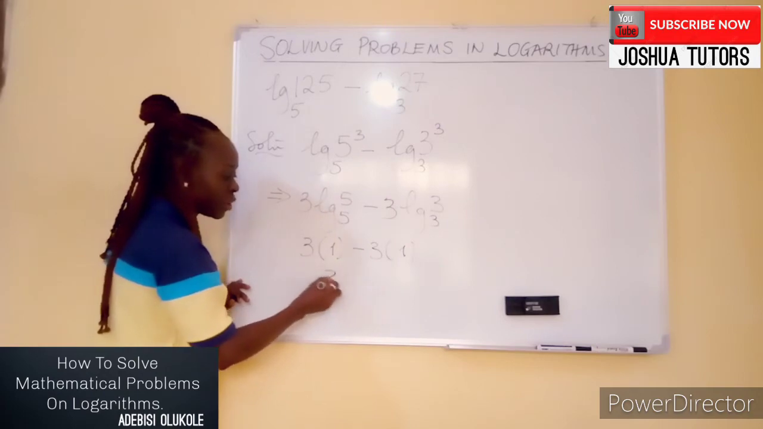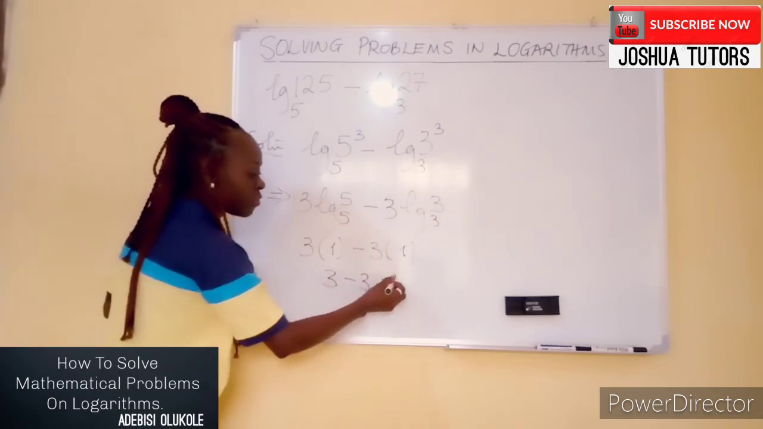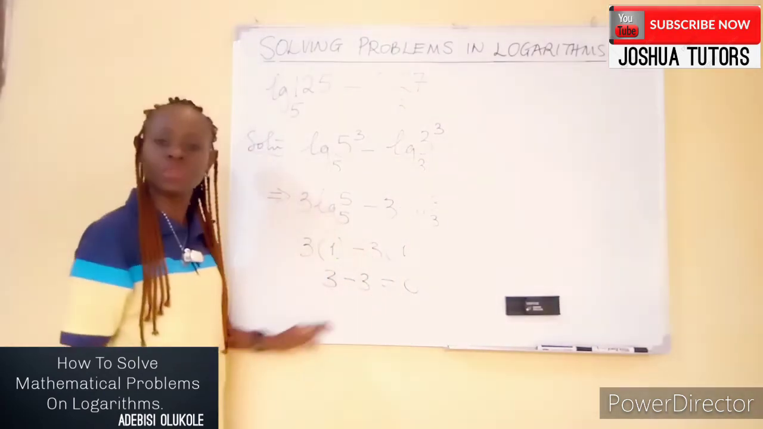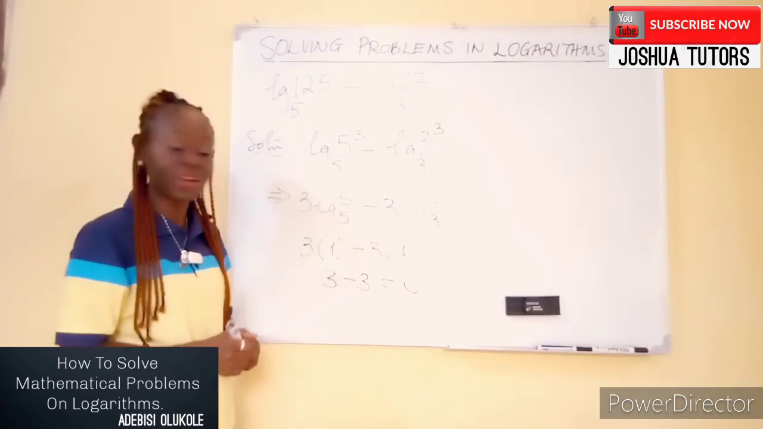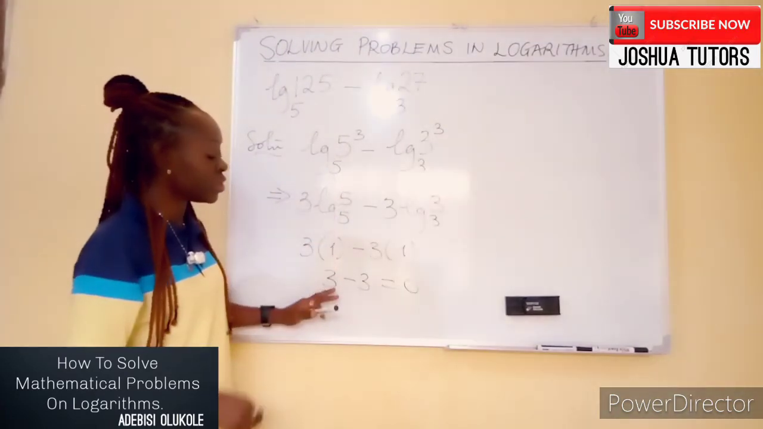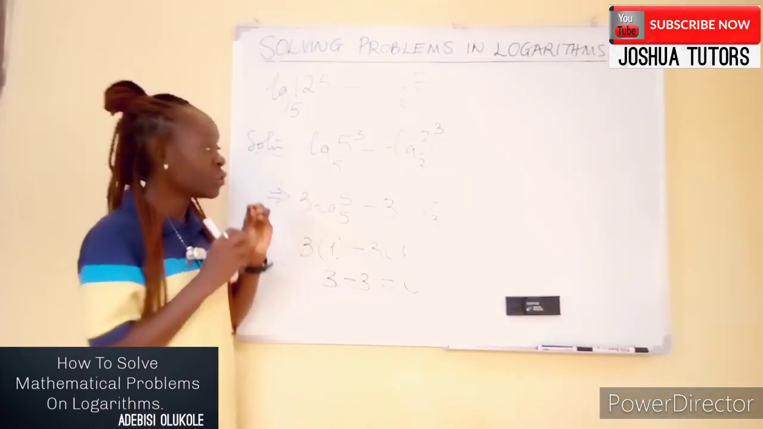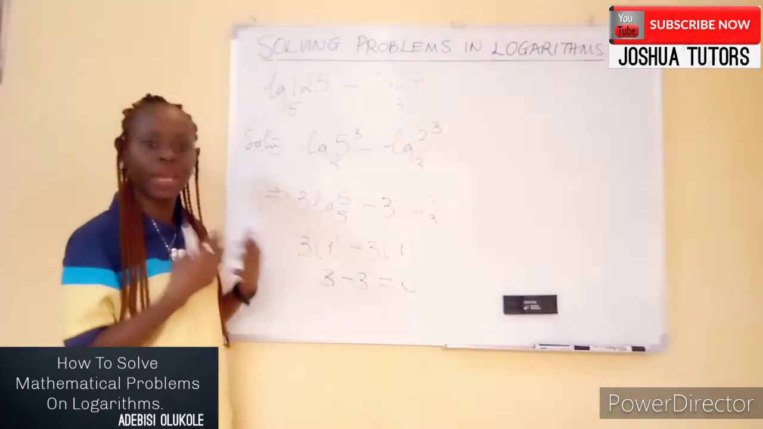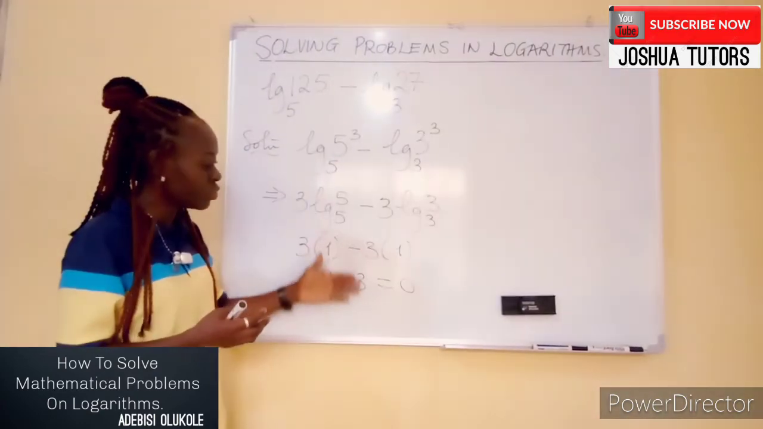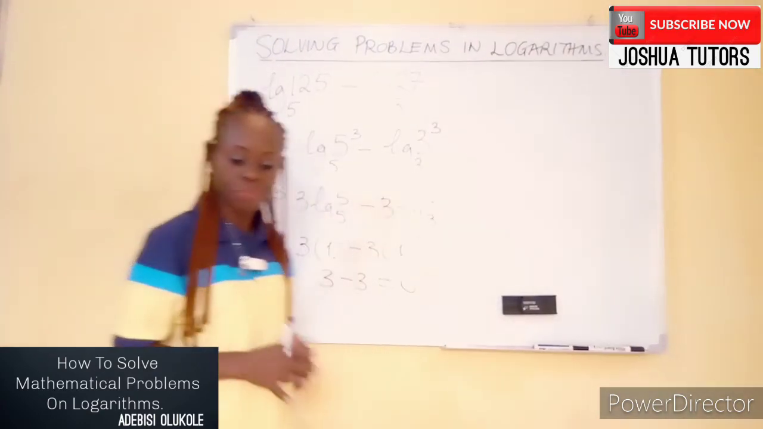3 times 1 is 3, minus 3 times 1 is 3. Final answer, 3 minus 3 is 0. That's the answer. Very simple. If you go through the steps, you see that it's very simple. You just need to have the laws at your fingertips so that when the occasion arises, you apply them as required, and then you solve. It's very, very simple.